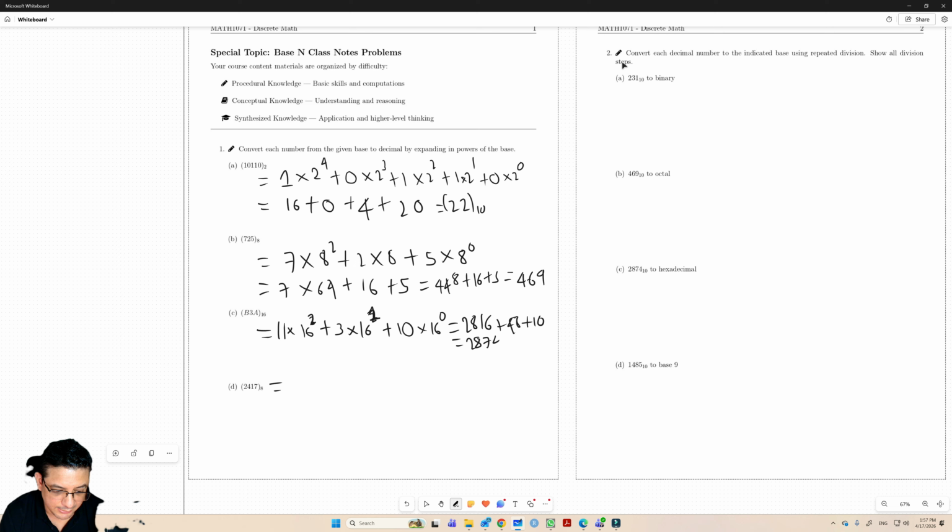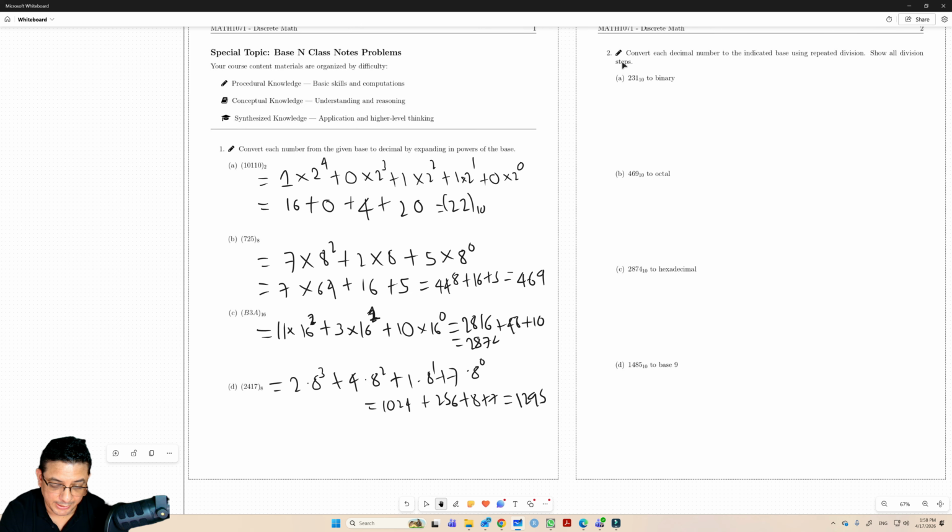Now, last we have 2417 base 8. So that's going to be 2 times 8 to the 3 plus 4 times 8 to the 2 plus 1 times 8 to the 1 plus 7 times 8 to the 0. So now if we find those numbers, we have that this is going to be 1,024 plus 256 plus 8 plus 7. And so this is going to be at the end 1295 in decimal base.